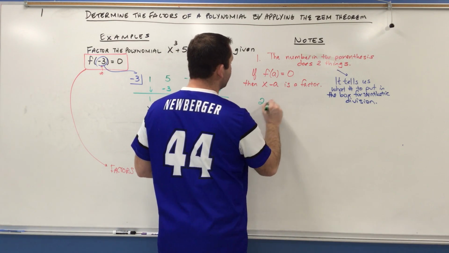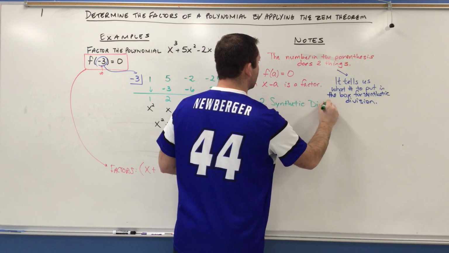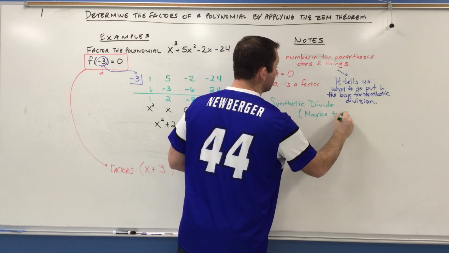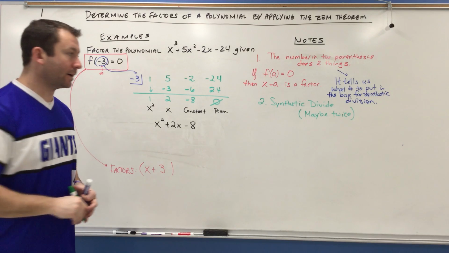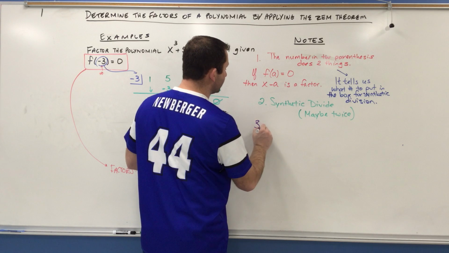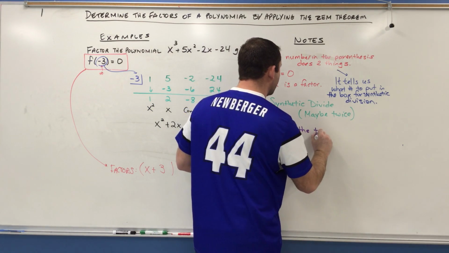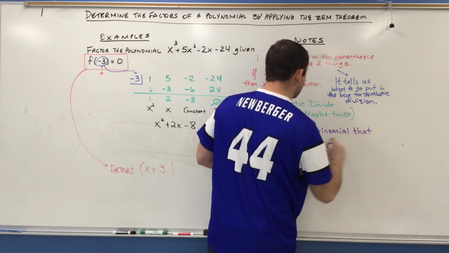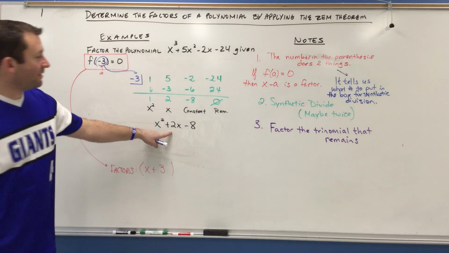Our second step would be to synthetic divide. And we're going to put in parentheses maybe twice. All right, we might have to synthetic divide twice. You're going to see that in our next example. Okay? And then the last step, the third step, is to factor the trinomial that remains. Okay, so we're just going to factor this guy.